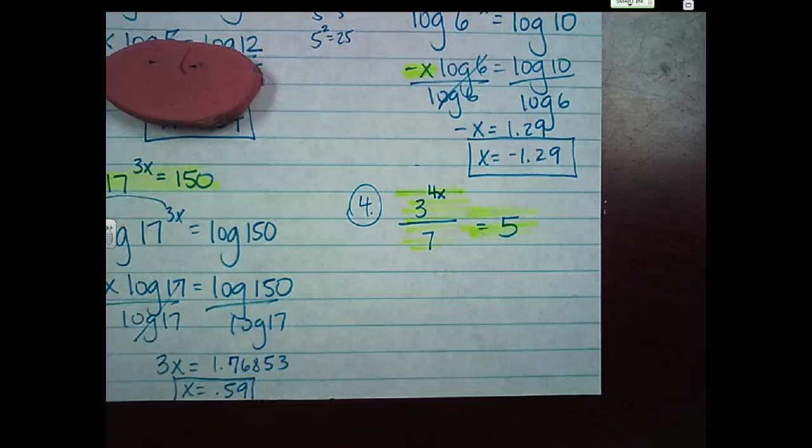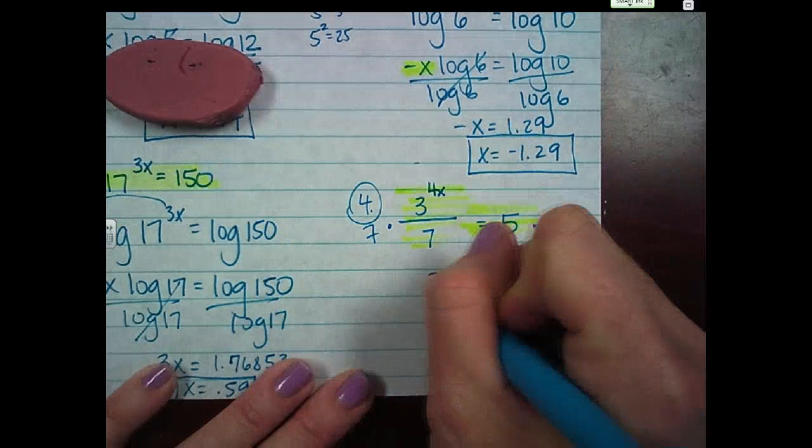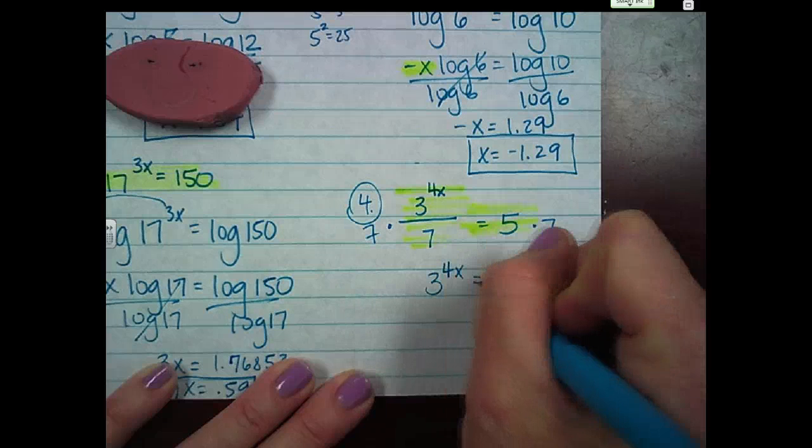Okay, and then knowing that, what's my first step? What should I do? Multiply by? You're going to multiply this by 7 and this side by 7. So now you're at 3 to the 4x power equals 35.